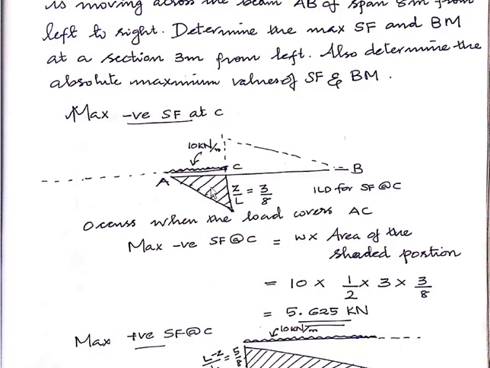So the position of load should be in such a way that the load covers the portion AC. The head of the load should not cross the section C, and the load should fully occupy the portion AC. So we know the negative maximum ordinate is Z by L. Z is equal to 3 and L is equal to 8, where L is the span of the beam. So 3 by 8 is the ordinate here. So the value of maximum negative shear force at C is equal to W into the area of the shaded portion. This area.